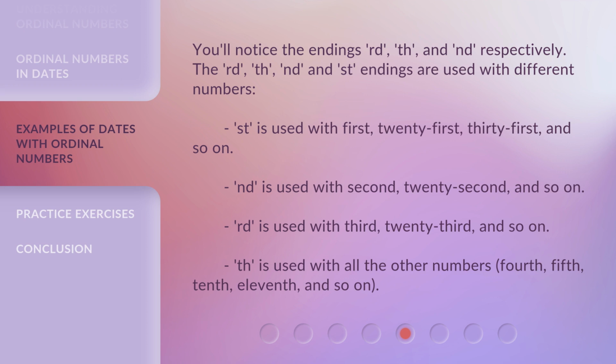St is used with first, 21st, 31st, and so on. Nd is used with second, 22nd, and so on. Rd is used with third, 23rd, and so on. Th is used with all the other numbers. Fourth, fifth, 10th, 11th, and so on.